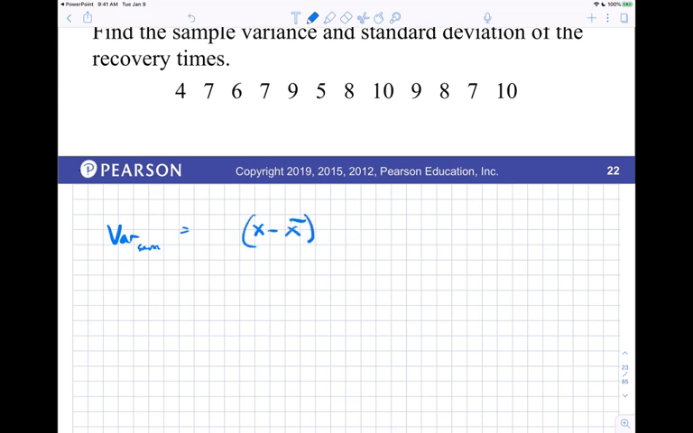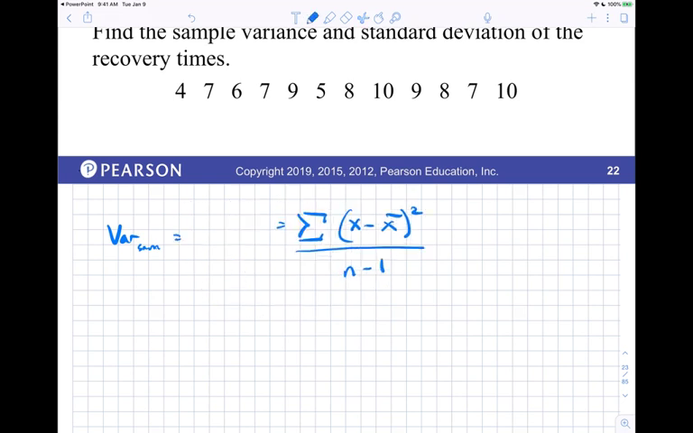I'm just doing the formula off the top of my head, but you don't have to do that. You can just look it up. So for each x, we're going to find the deviation: each x minus x bar, square those results, add them up, and then instead of dividing by n, we're going to divide by n minus 1. That's for the sample variance, and this is going to be our s squared.